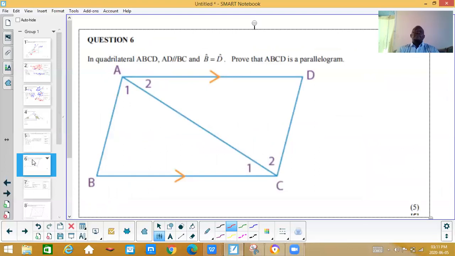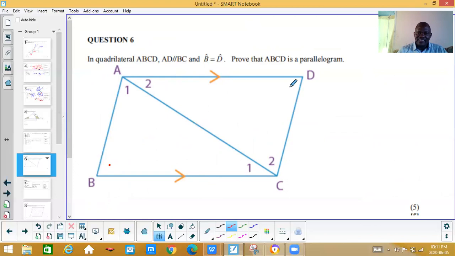Let us rush on to number 6. On number 6, you are given a quadrilateral ABCD where AD is parallel to BC, and angle B is equal to angle D. This angle here and this one, they are equal. This one we are given. That is what they are telling us, that angle B and angle D are equal. Prove that ABCD is a parallelogram.